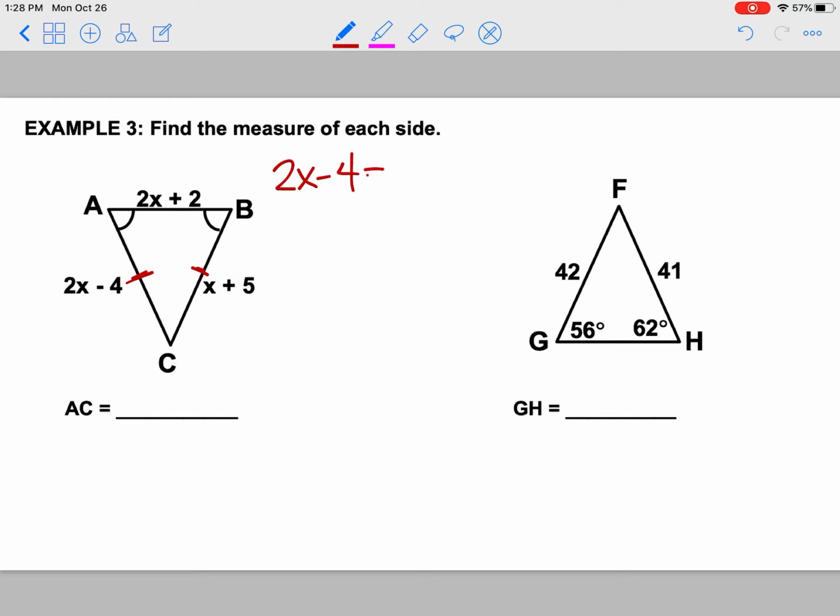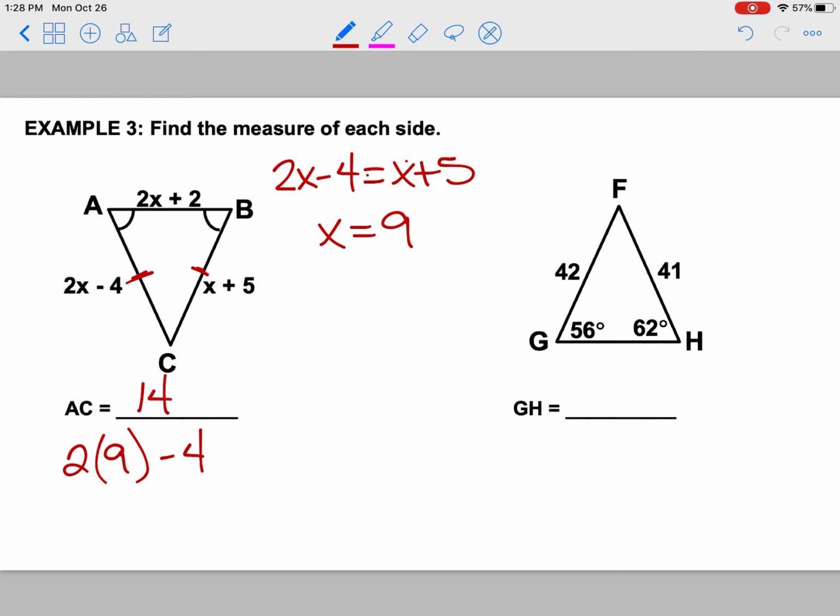Then we would set them equal to each other because they're congruent. Combine like terms, move your x over, that leaves us with x. Add the 4 over, that leaves us with 9. And so since they're asking for the length of AC, we would take our x and plug it in. 2 times 9 is 18, minus 4 gives us 14.